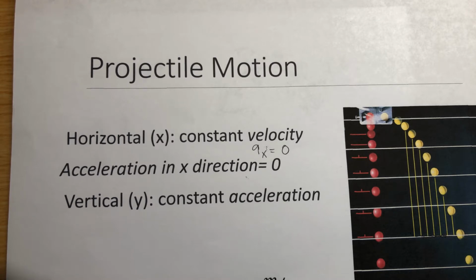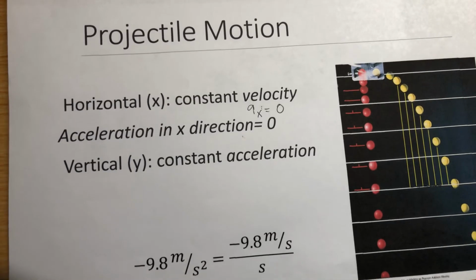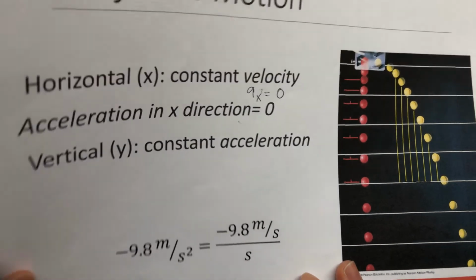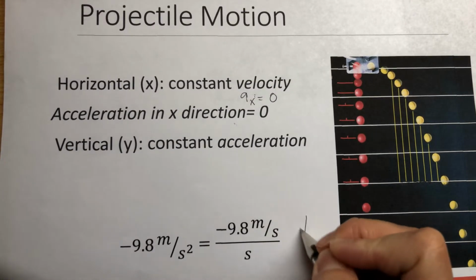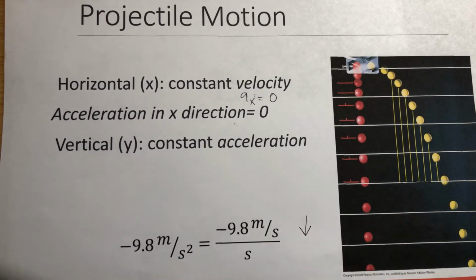Y component has constant acceleration because vertically you always have acceleration of gravity, which is downwards of negative 9.8 meters per second squared.